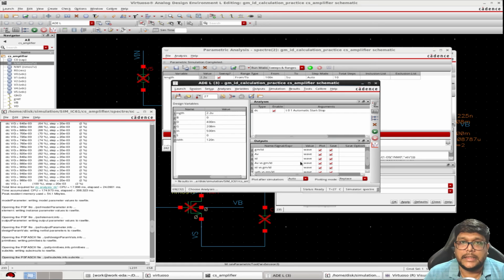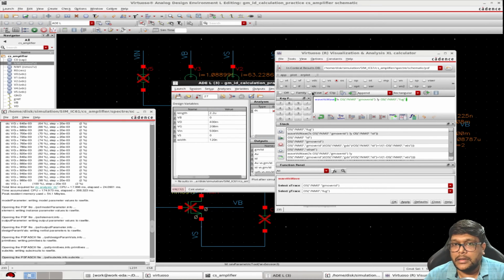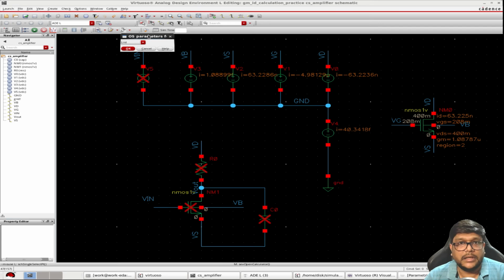So this is done. Now what we have to find is the width. What we have to calculate is GM of 63. If we increase width, of course we will get the GM. So what will the GM be? GM will be 63 microsiemens. So what we need here is the calculator first, and we need the GM.